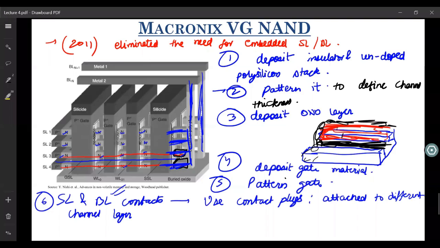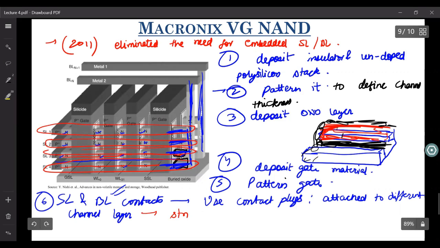However, the problem that they face here is you have these different strings, right? You have one string, this second string, this third string, this fourth string, and the strings are horizontal. So here the strings are horizontal, but the problem that they face is how to select one string uniquely.